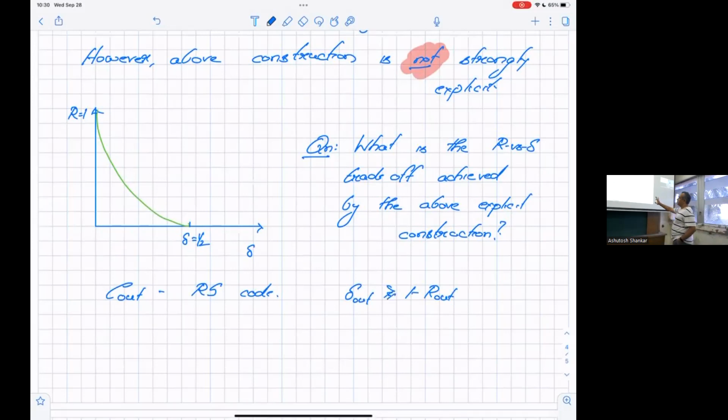So the outer code is the code which we will take. For the inner code now, we can use the Gilbert construction.